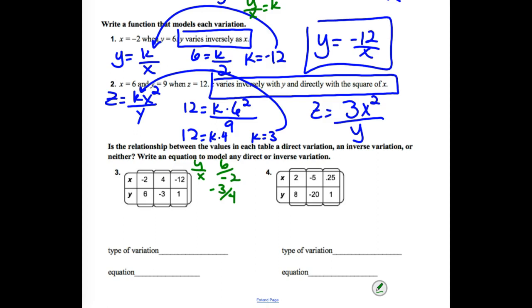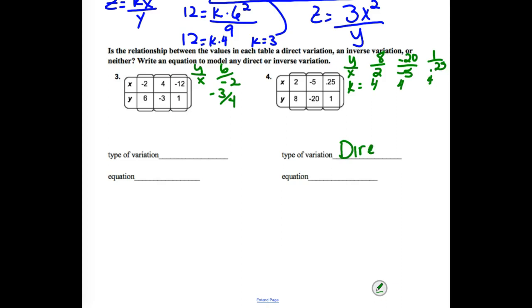Okay, let's look at the second example. If I take my y divided by x, I have 8 divided by 2, I have -20 divided by -5, 1 divided by 1/4. What am I getting each time? 4. So since I'm getting a 4 for all of these, that is my k value. So it does fit a direct variation problem. So I would say my type of variation is direct. We figured out that our constant of variation has to be 4. So my equation would be y equals 4 times x.